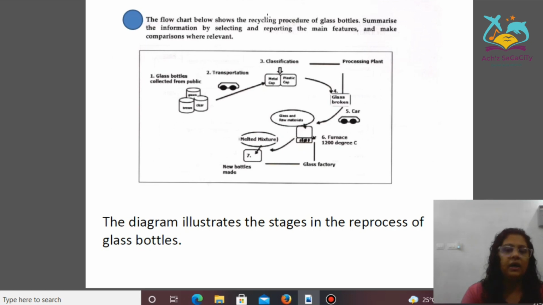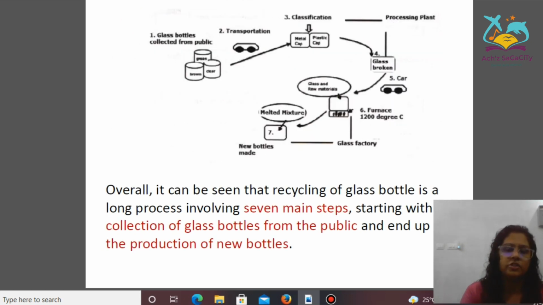Recycling, there are so many synonyms for that. So we just used it as reprocess of glass bottles. So here they are mentioning different stages of reprocess of glass bottles. That's about the paraphrased version. That means about your introduction. Then after that you need to write the overview.